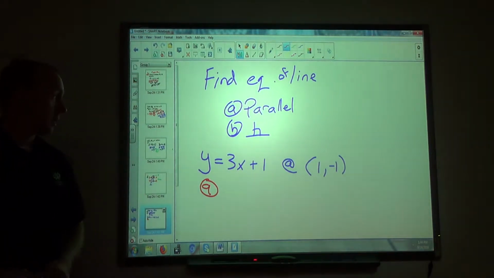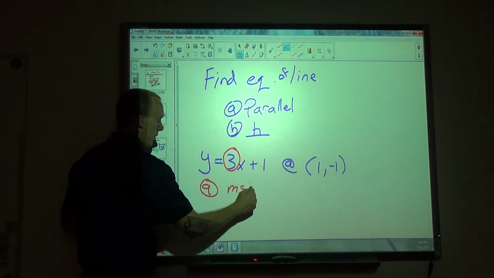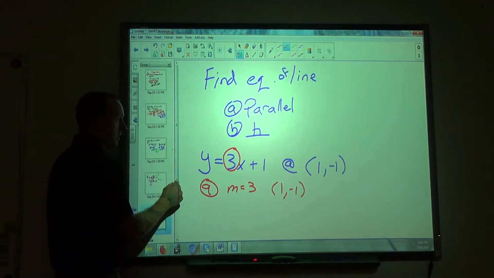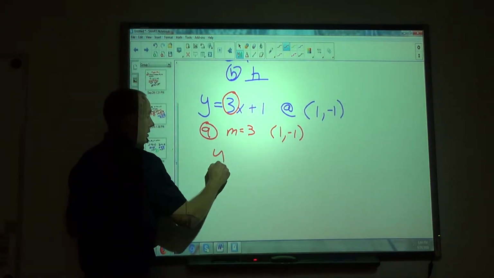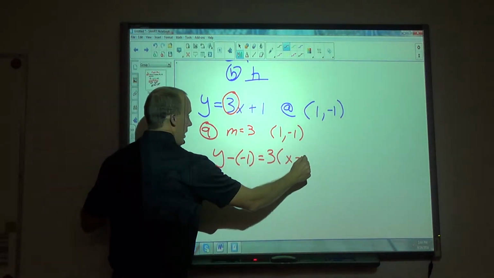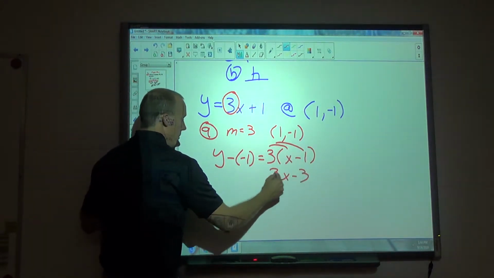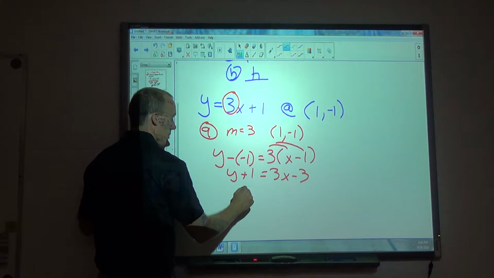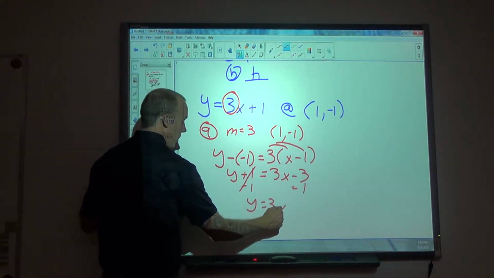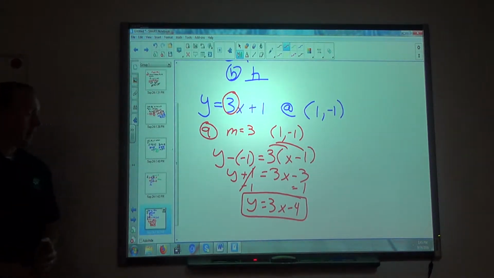What do we know about parallel lines? Same slope. Same slope, so if this is 3, then my new slope is 3, and my point is 1 comma negative 1, so then you can do point slope. So y minus my y value equals m times x minus my x value. Is that the answer for the parallel line? Okay.